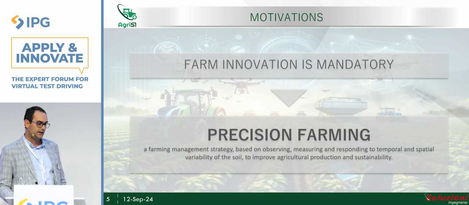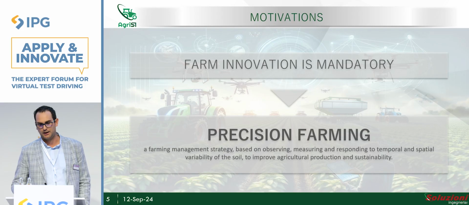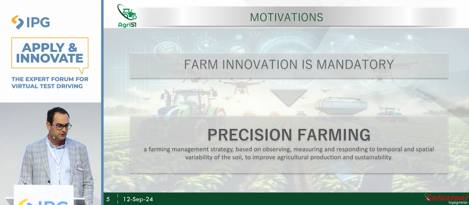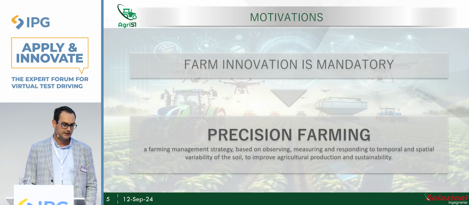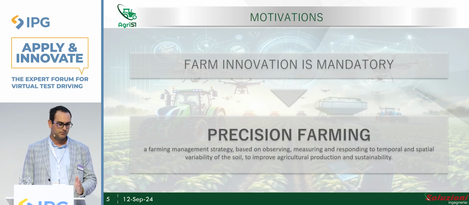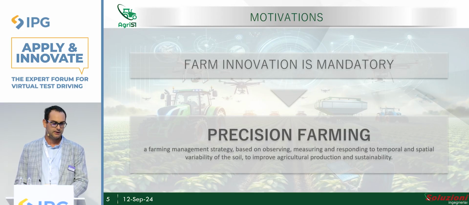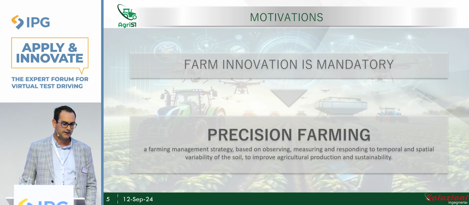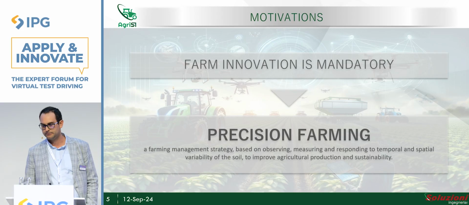Here you can find a possible definition. There are many definitions of precision farming. This is one of the possible definitions. It's a farming management strategy based on observing, measuring, and responding to temporal and spatial variability of the soil to improve agricultural production and sustainability.